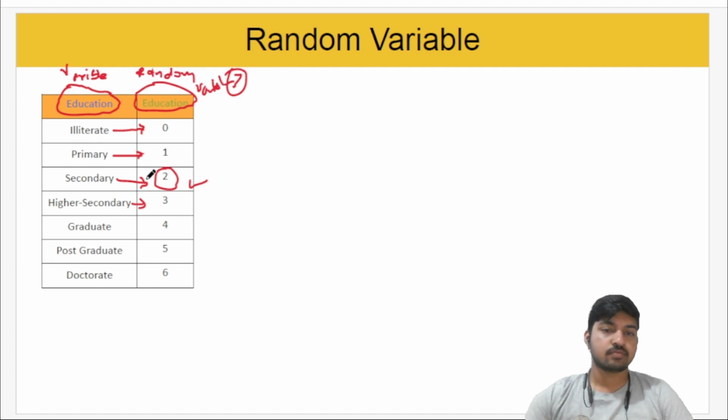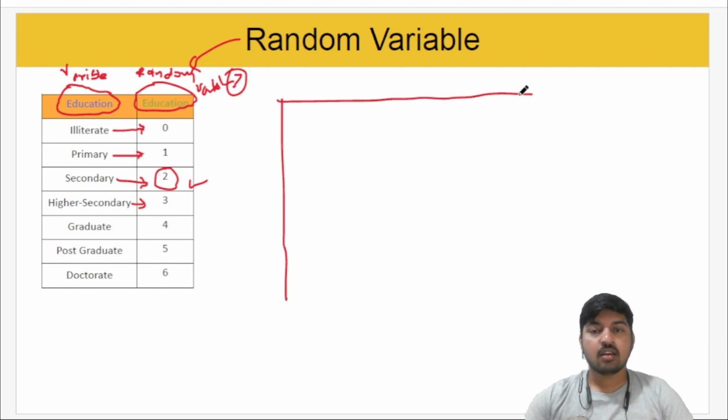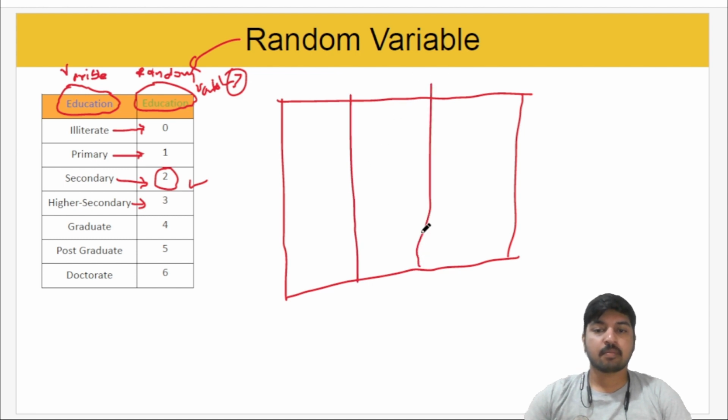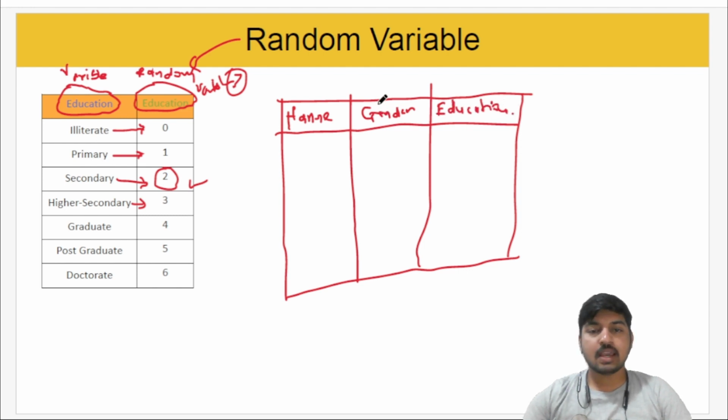Okay, got it, up to here clear. So now these are the possible values. I am not saying that this is my data. How would my data look like? My data can have multiple columns. So here I can have the name, the gender and the education. I will map gender to 0 and 1, so 0 for male and 1 for female.